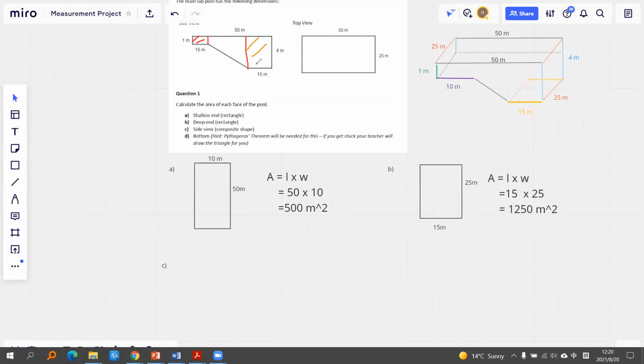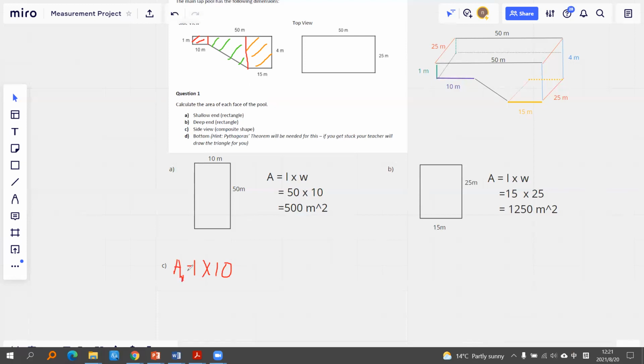I just use this color here. Because that's 2 rectangles, then you need to calculate the area of the thing in the middle. The thing in the middle would be a trapezium. So that would be 3 parts. For the red part, that would be 1 times by 10. So that would be your first area.